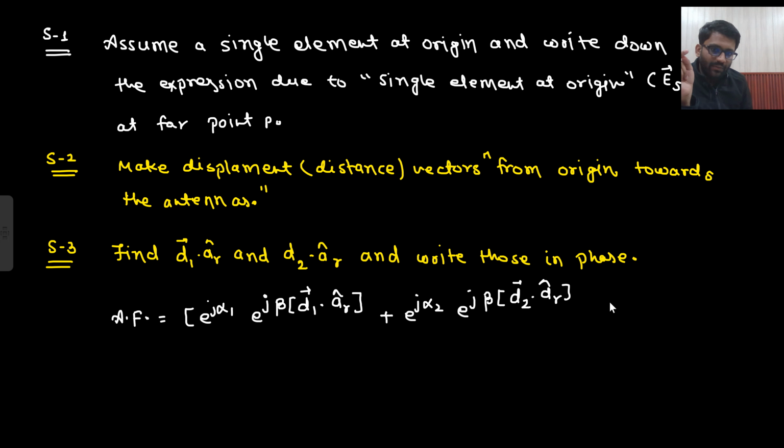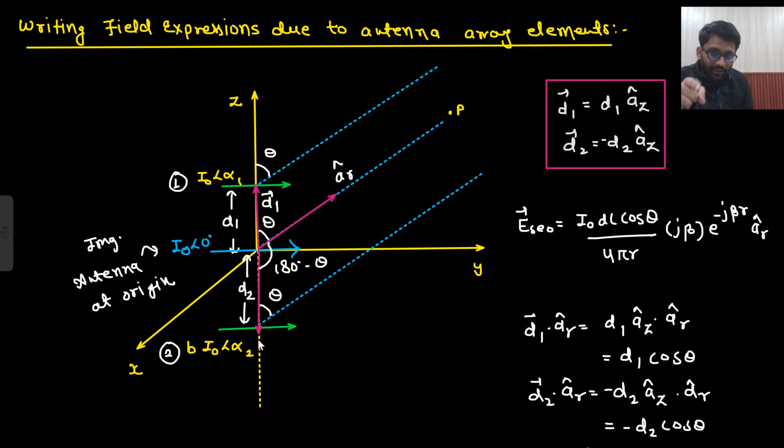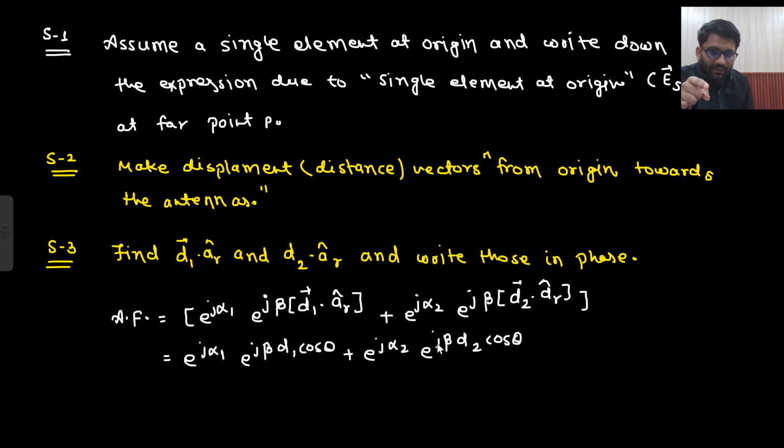So here if I solve this, what I am getting, my array factor would be e to the power j alpha 1 e to the power j beta d1 cos theta plus e to the power j alpha 2 e to the power j beta d2 cos theta, but minus sign is there, because here d2 dot a_r is minus d2 cos theta, so minus sign is there. So this is your array factor.